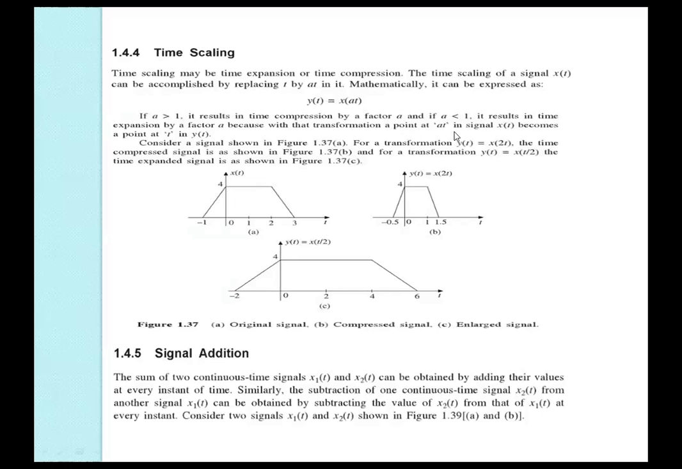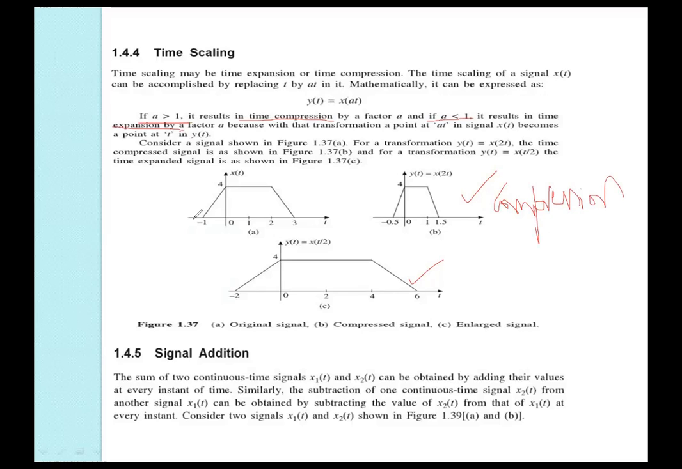In this transformation, a point at a into t in the signal x of t becomes a point at t in y of t. If a is less than 1, it results in time expansion. If a is greater than 1, it results in time compression. This is a compression value, and that is an expansion value. Compression for the signal x of t.